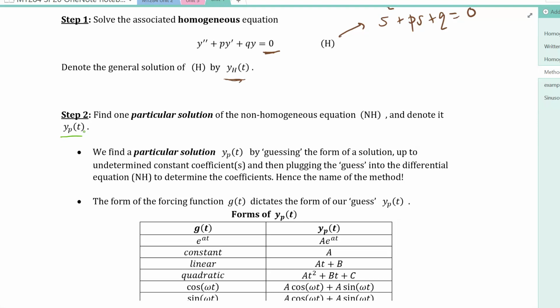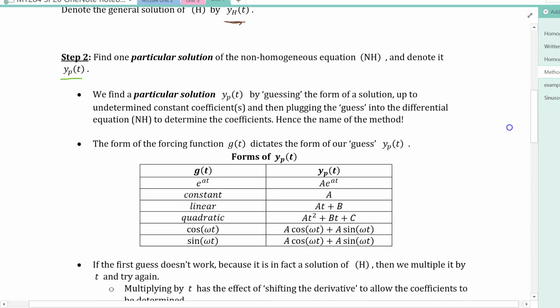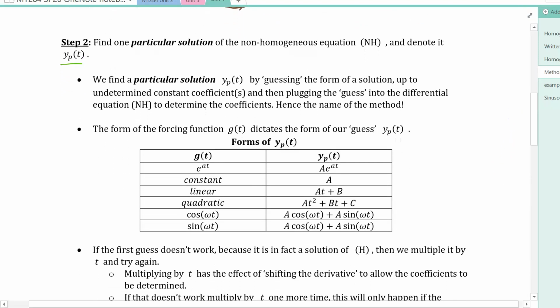So here's the breakdown for step 2. I'm just going to rewrite the equation here. We're looking at this kind of second order equation, y double prime plus some number times y prime plus some other number times y equals g of t. The right hand side function g of t is going to dictate the types of solutions that we're going to be able to guess at.